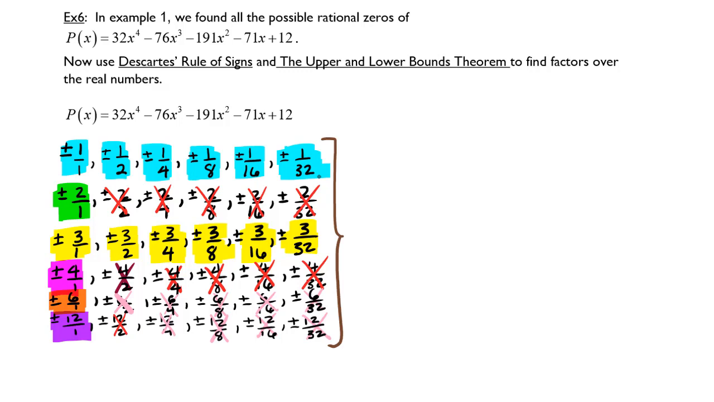And so what we need to do is graph it. And then we'll also use the upper and lower bounds theorem to make sure that we have seen enough of the graph to be confident that what we are restricting our zeros to aligns with what we're seeing on the calculator.